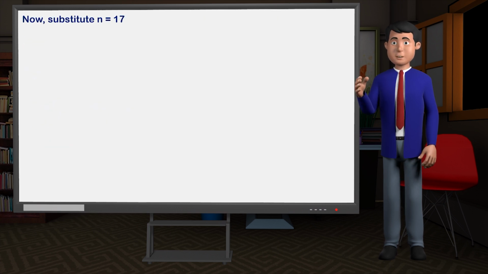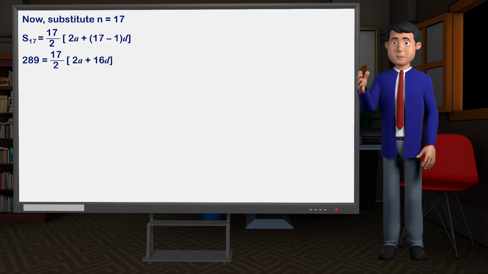Now substitute n is equal to 17. That implies S17 is equal to 17 by 2 into 2a plus 17 minus 1 into d. 289 is equal to 17 by 2 into 2a plus 16d. Transpose 17 by 2 to the other side, we get 289 into 2 by 17 is equal to 2a plus 16d. 34 is equal to 2a plus 16d.